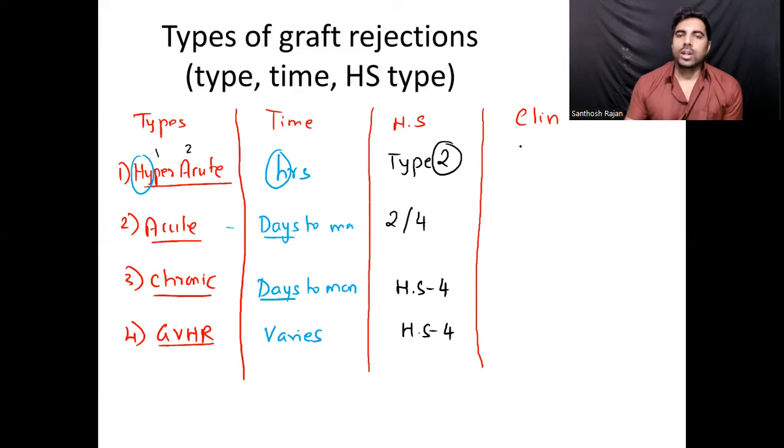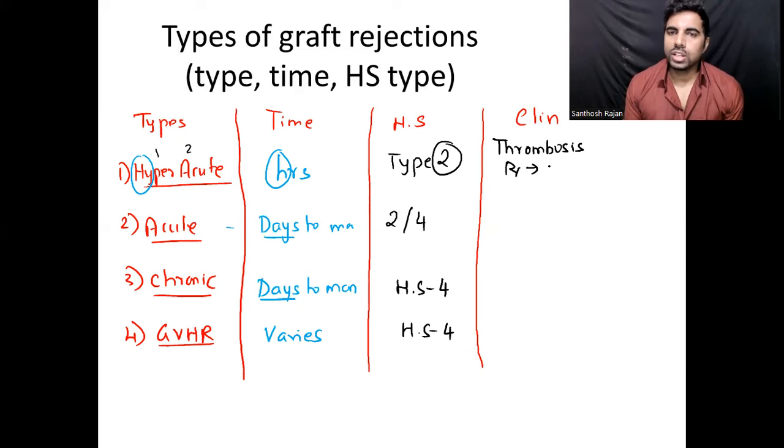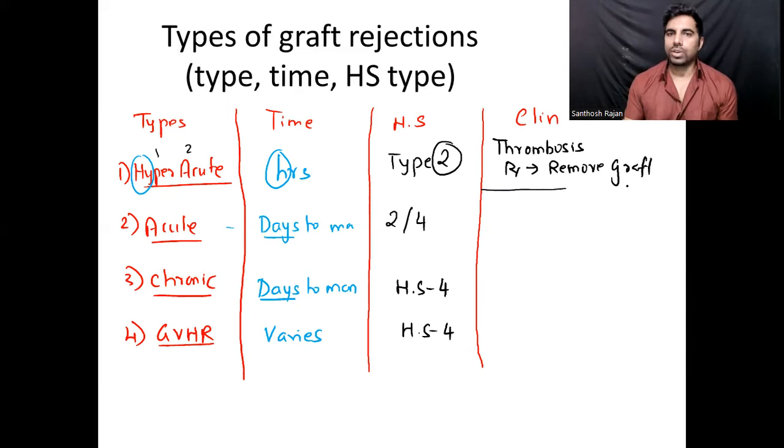Now the clinical feature. In hyperacute, the patient usually has thrombosis, severe thrombosis all over the body. So what is the treatment? Immediately remove the graft. That's the treatment for hyperacute. In acute, we have vasculitis, severe vasculitis. In this case, the treatment is to give steroids.